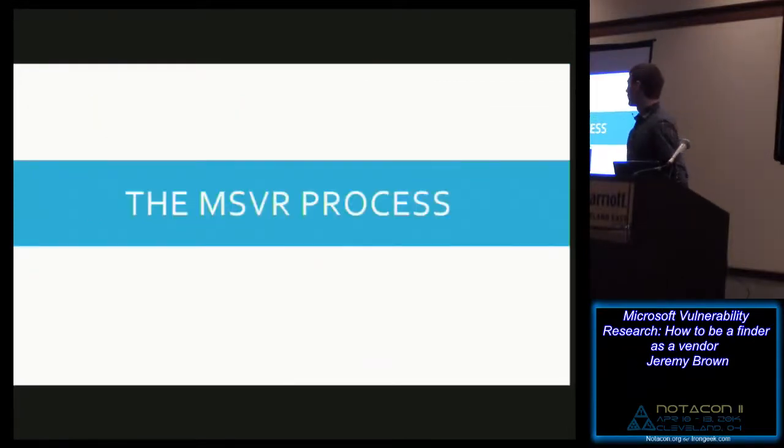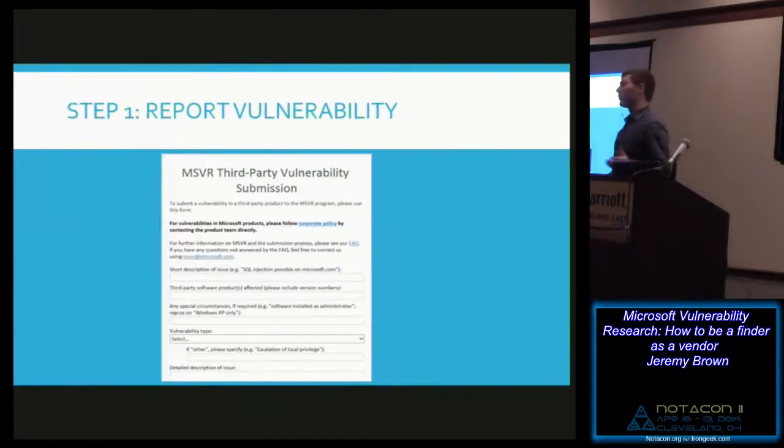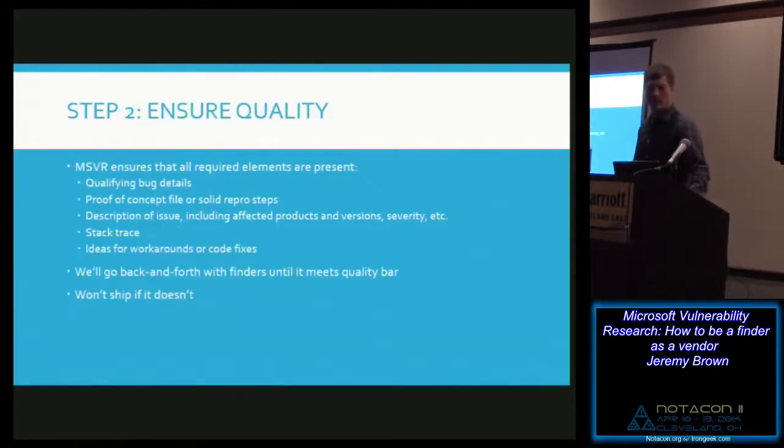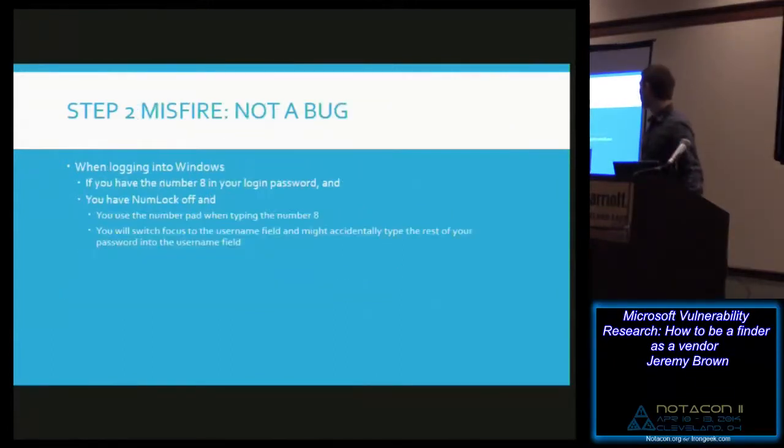So what does the process look like for MSVR? First step, report the vulnerability. MISFIRE, don't report the vulnerability. Pretty obvious. Ensure quality. So at MSVR, we want to make sure all the bug details, proof of concept, stack trace, anything relevant to fixing the bug, we want to get that information to the vendor so they don't have to spend a lot of time to research it themselves and can quickly get it out as soon as possible. That's usually one of the things that the finders want anyways. And it won't ship if it doesn't. We'll go back and forth until it meets the quality bar.